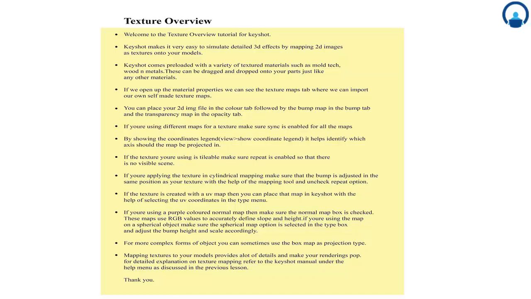If you're using the map on a spherical object, make sure the Spherical Map option is selected in the Type box and adjust the bump height and scale accordingly. For more complex forms of objects, you can sometimes use the Box Map as the projection type. Mapping textures to your models provides a lot of detail and makes your rendering pop out.